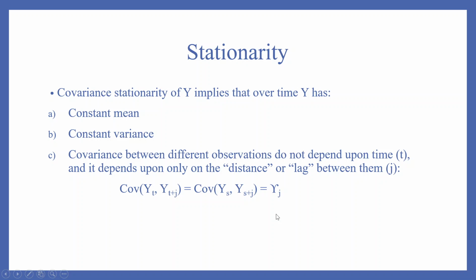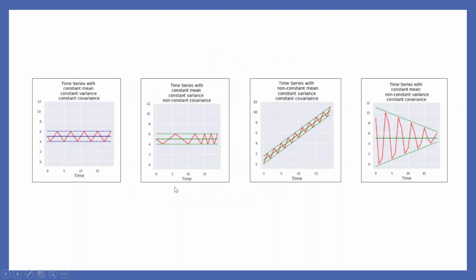Before we understand ARIMA, that is, autoregressive integrated moving average, it is necessary that we understand the concept of stationarity. Covariance stationarity of Y implies that over time, Y has constant mean, constant variance. Covariance between different observations does not depend upon time t, and depends only upon the distance or lag between them. So let's understand this concept.